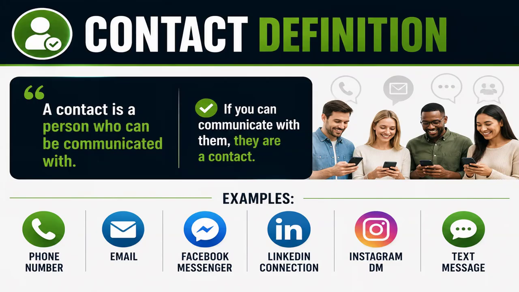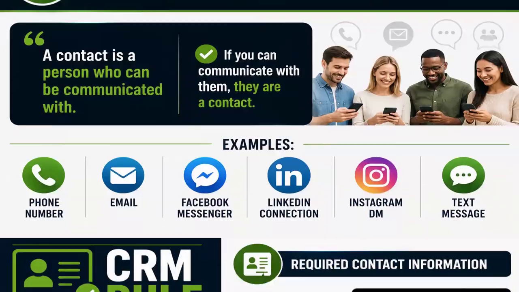So don't get this twisted where contacts, prospects, and leads are all jumbled up into one bunch, because they're definitely not. We have a phone number, email, Facebook Messenger, LinkedIn connection, Instagram DM, text message. These are all ways of communicating with people. The more people you can communicate with, the more contacts you can add to your CRM, which gives you more cycles of communication, more opportunities for outcomes, and those outcomes can create revenue, income, and growth for you. So a contact is just a person who can be communicated with. You're not sure anything really about them at this point.